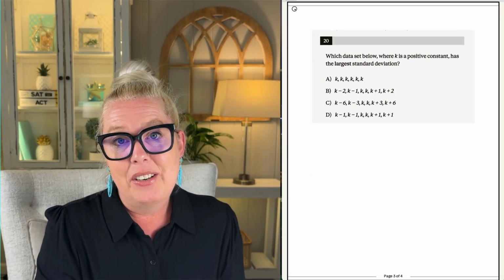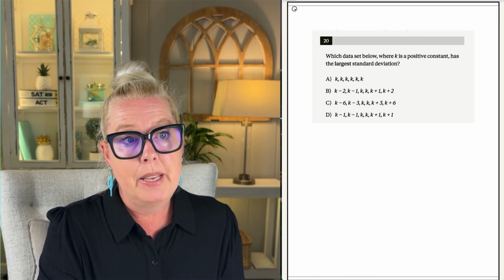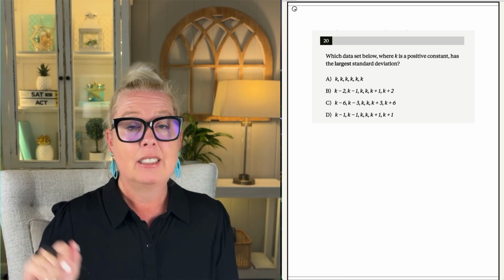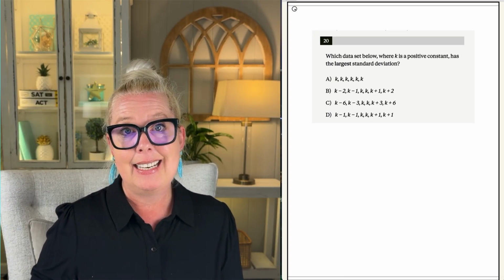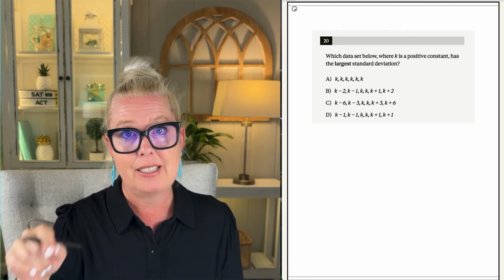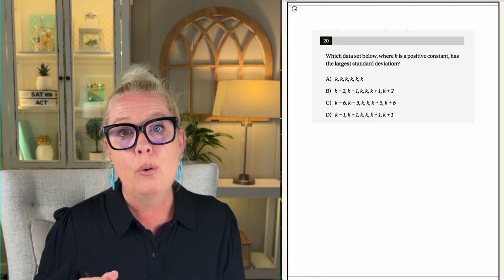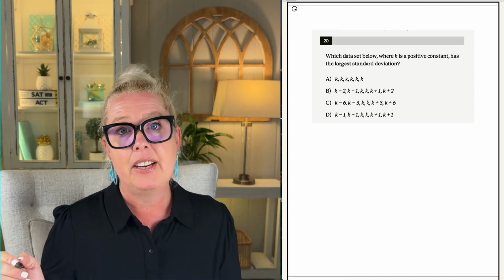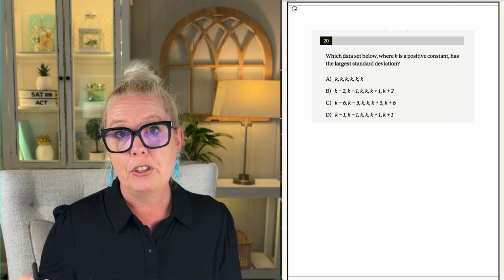Okay, let's talk standard deviation. So in this problem, they want to know which answer has the largest standard deviation. Now, if a student taking the SAT is currently in AP statistics or just had AP Stat, you know immediately where their mind is going. The full standard deviation formula, which is huge.